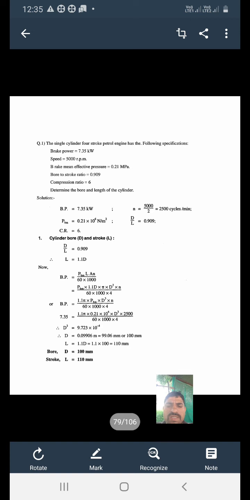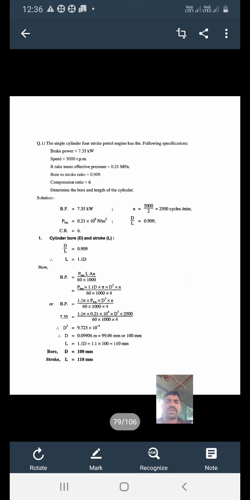and you know the relation between D and L. L is equal to 1.1 D, which is equal to, you will get 110 mm. This way you can calculate the bore diameter as well as the stroke length. You know the given data. With the help of that given data, you know which formula we want to use to solve and find the bore diameter and length of the cylinder. Remember the formula. With the help of that formula, easily you can solve the given numericals.